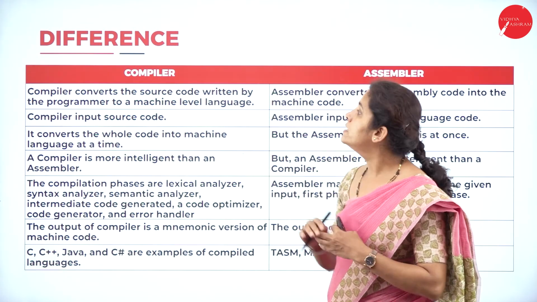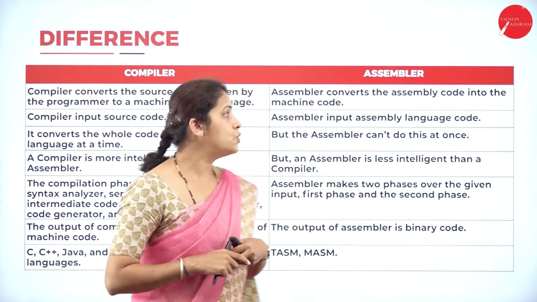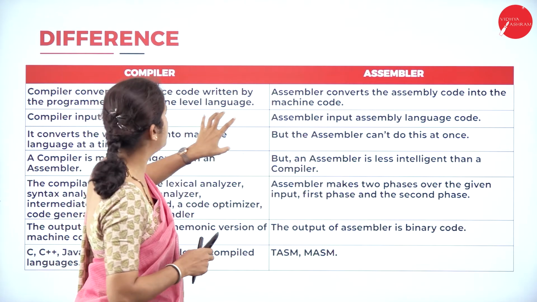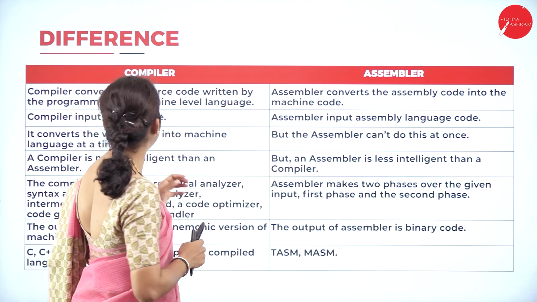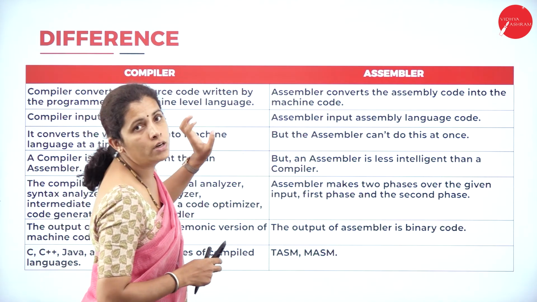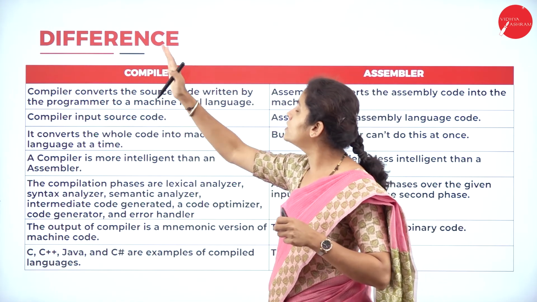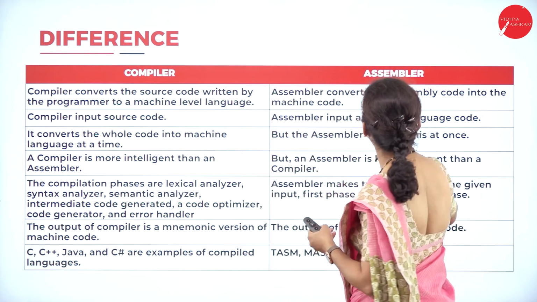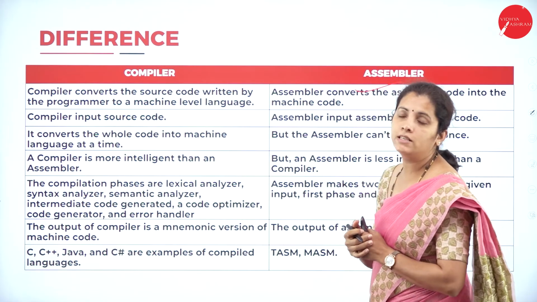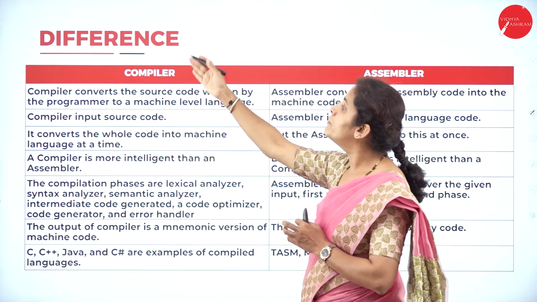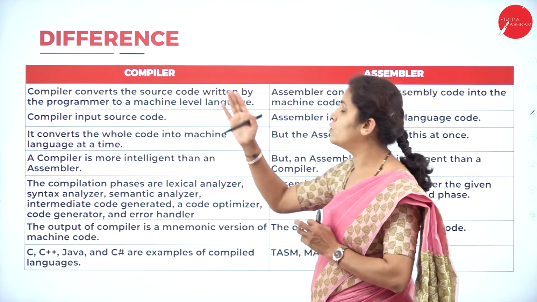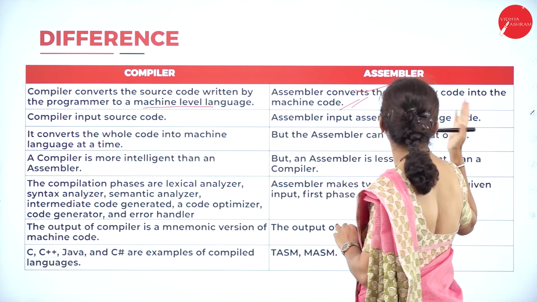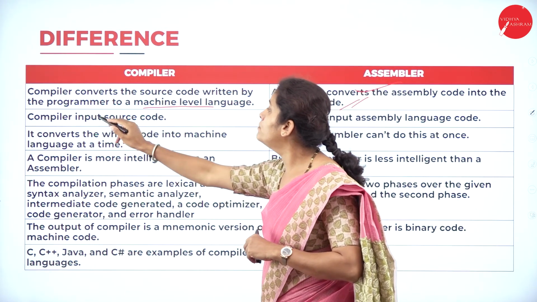Moving further, let's see the difference between compiler and interpreter. The compiler converts the source code written by the programmer into machine level language. I repeat, the compiler is responsible for converting source code written by the programmer into machine language. That means the compiler is going to convert the source code, that is high level language, into machine level language. Whereas the assembler converts the assembly level language into machine code. So what is the input for your compiler? That is high level programming language and the output is machine level language. Whereas for your assembler, what is the input? That is assembly level language and what is the output? It is machine code. Then compiler input is source code.